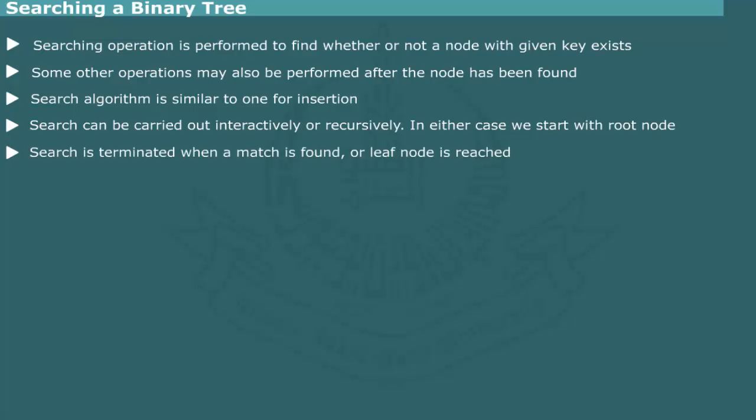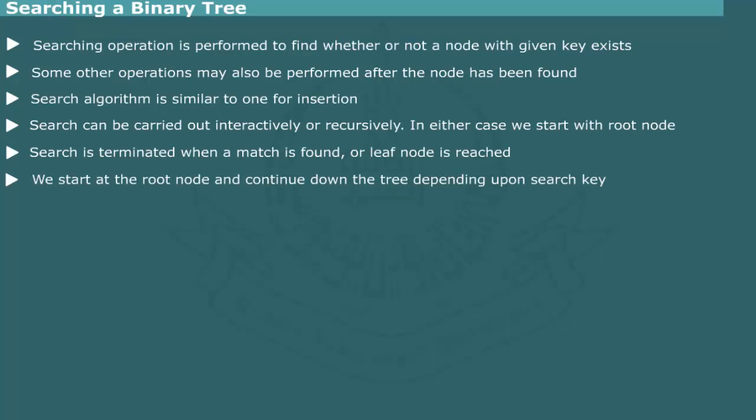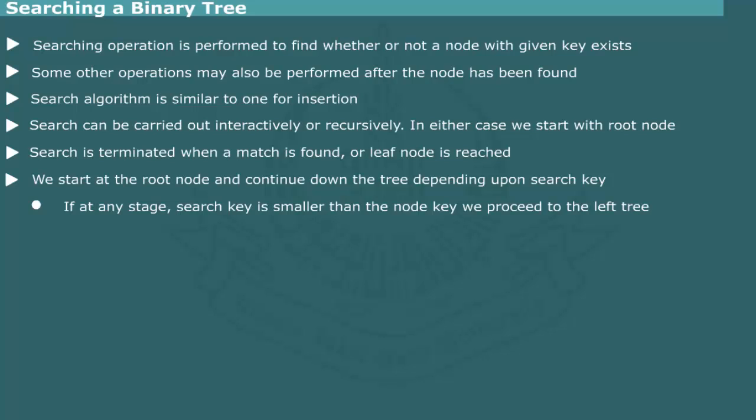If the search key matches with the key of the root node, the search process is terminated. Otherwise, we proceed to search the left or right subtree according to whether the key is less than or greater than the node key. If at any stage the key matches with the key of some node, the search process is terminated.